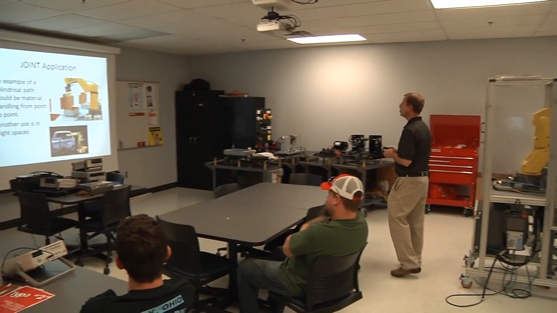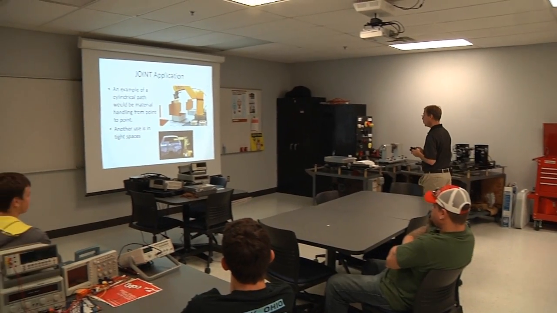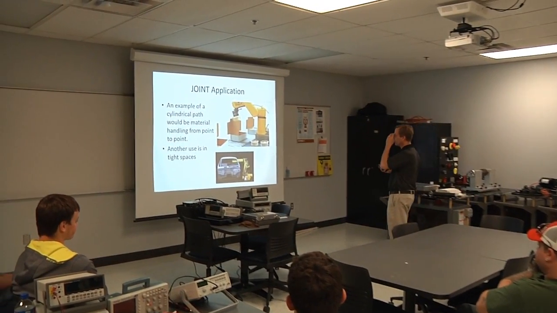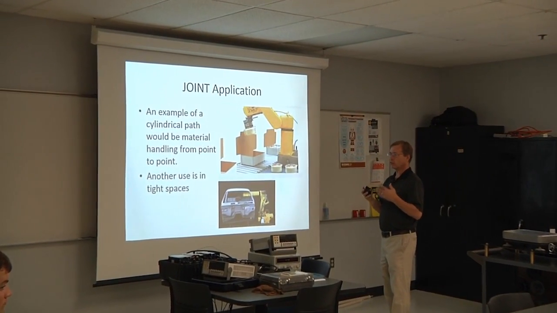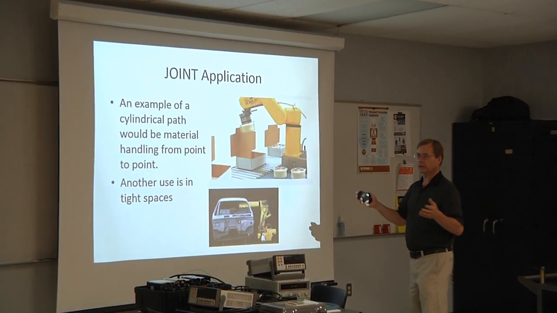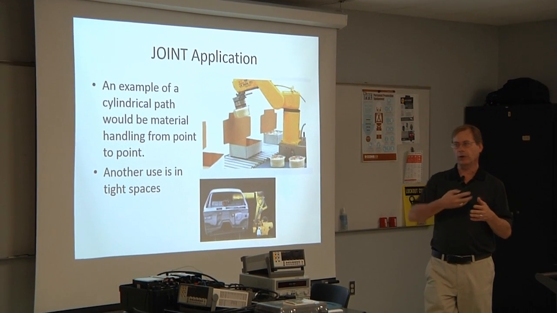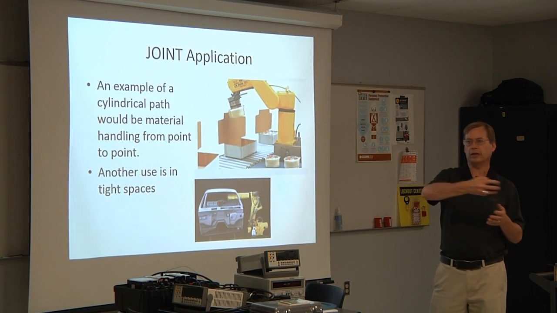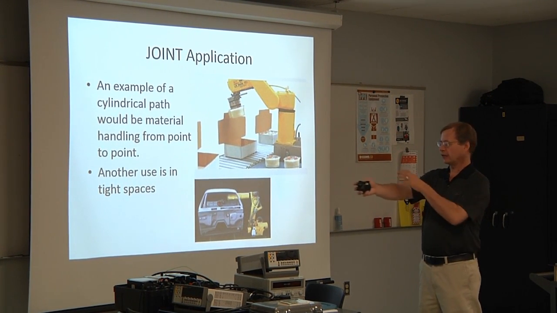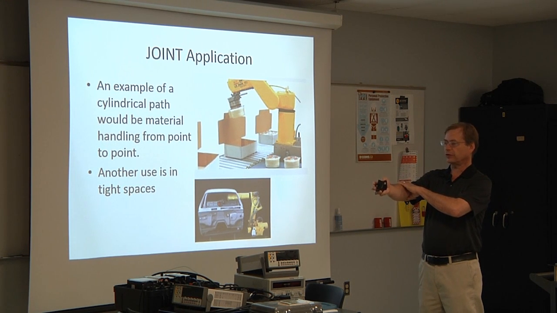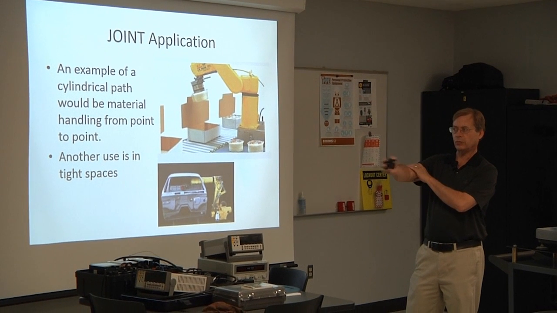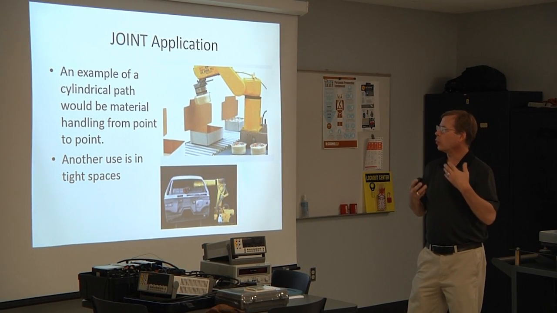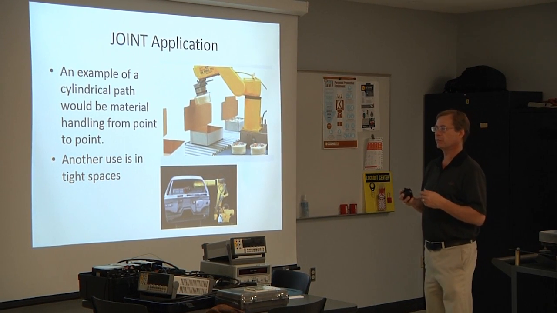So when would we use the joint mode? Well, if we have a motion that is primarily one or two axes that do most of the motion. A cylindrical path would be an example, where I'm moving in a circle, and that circle is centered at my joint. So I just have an easy motion of moving that joint.